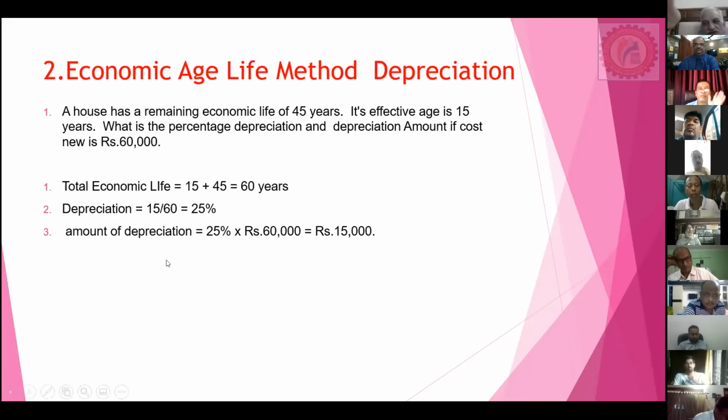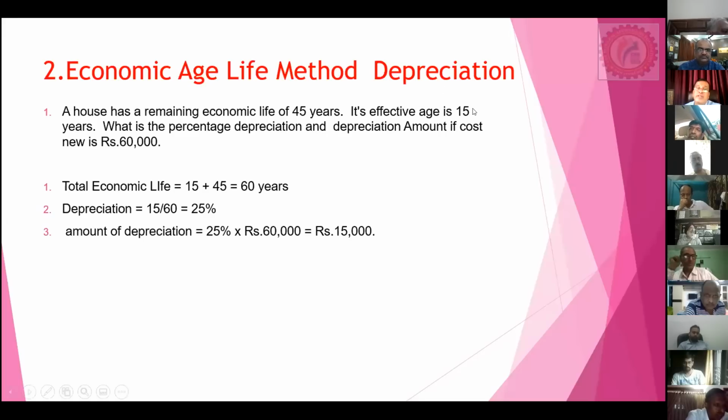Now, assume for the time being that there is no external or functional obsolescence. The economic age life method can also be used to determine the depreciation. Now you just see a house that has a remaining economic life of 45 years, and an effective age of 15 years. Effective age may be equal to the actual age also. I will give the definition of this effective age as well as the actual age.